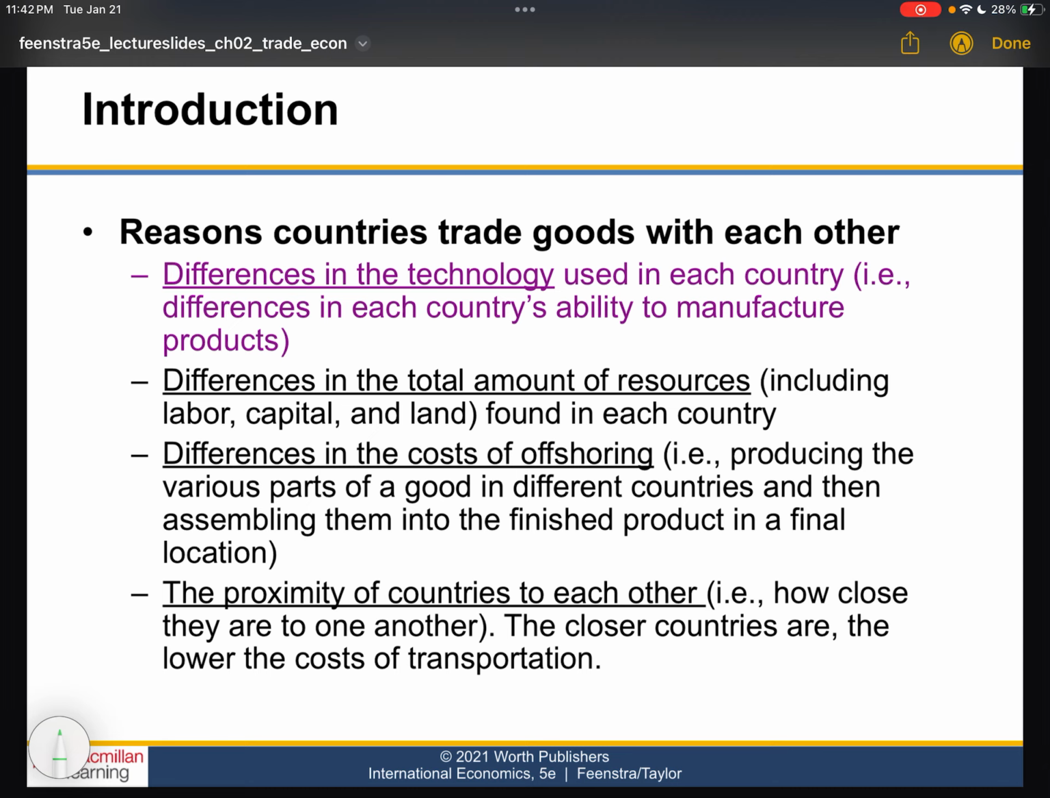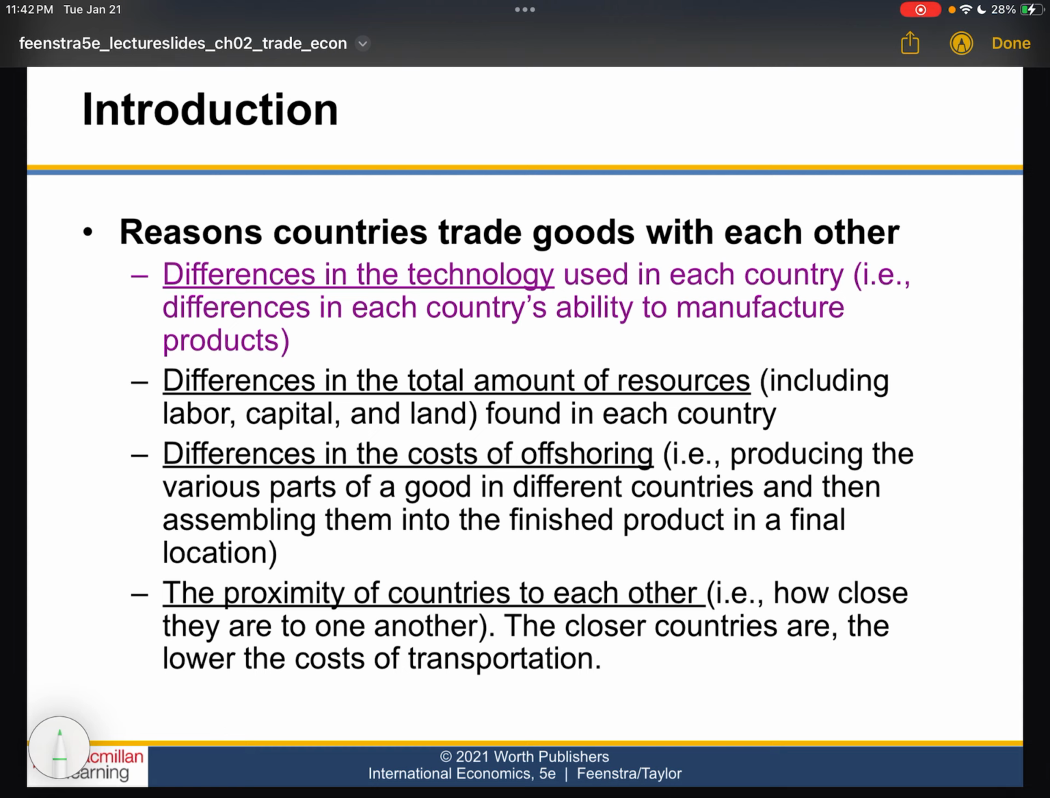Let's go through some reasons why countries trade goods with each other. Hopefully you are looking at the slides, right? And not listening to this like it's a podcast, right? Right? Everybody's looking at the slides? Okay.